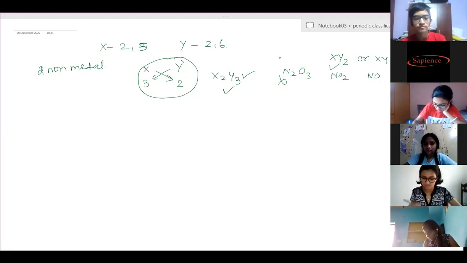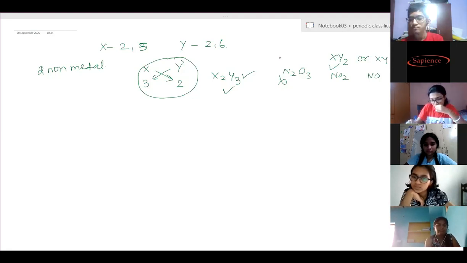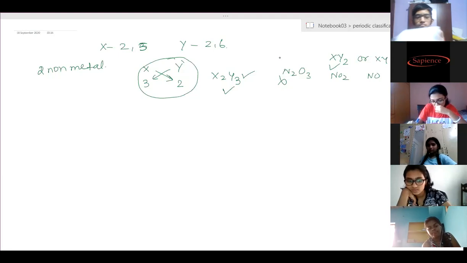Okay, fine. So we'll stop here. Next we have to learn the trends in some properties: trends in valency, atomic radius, metallic character and non-metallic character.